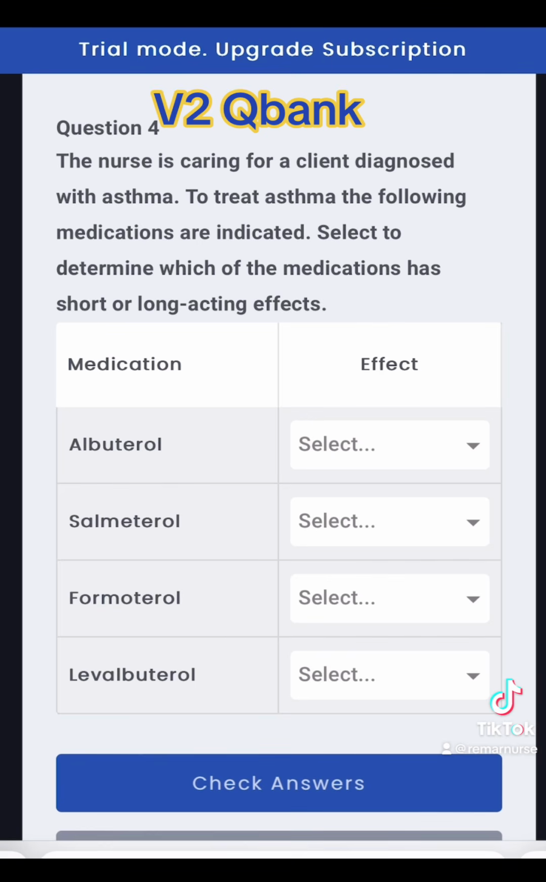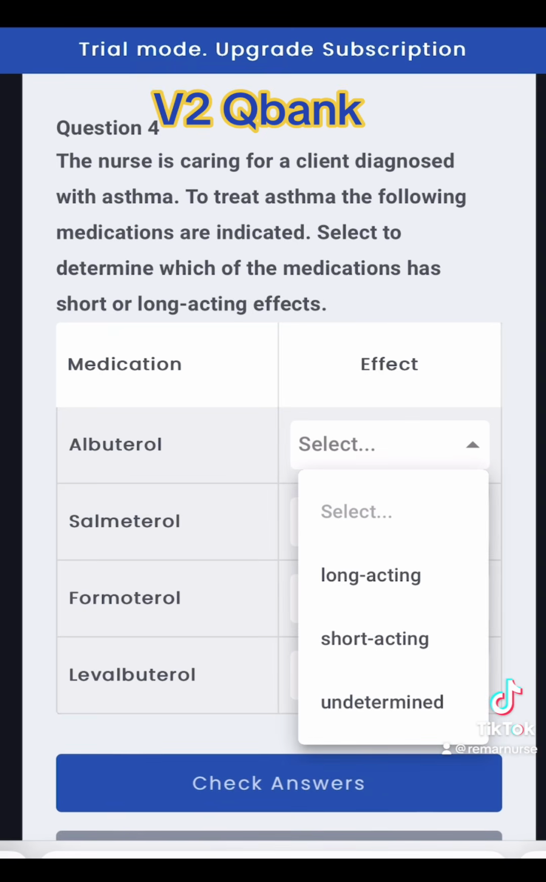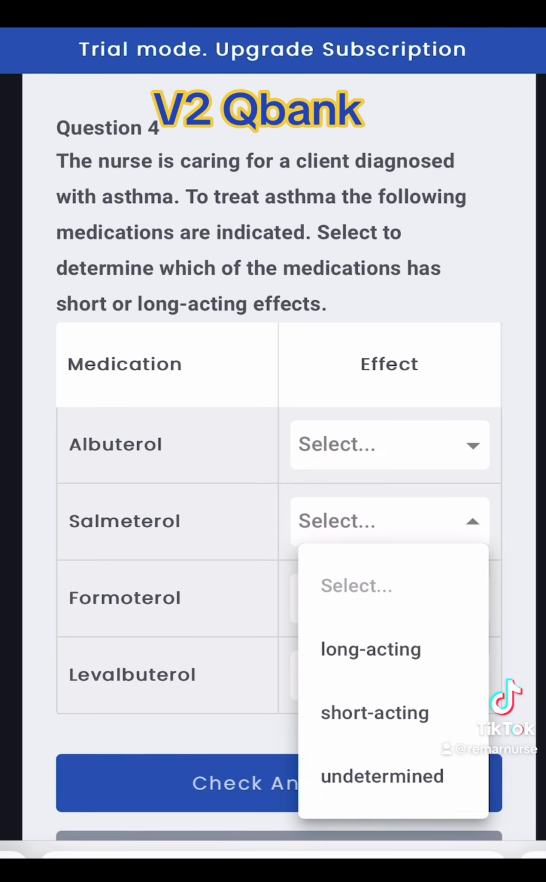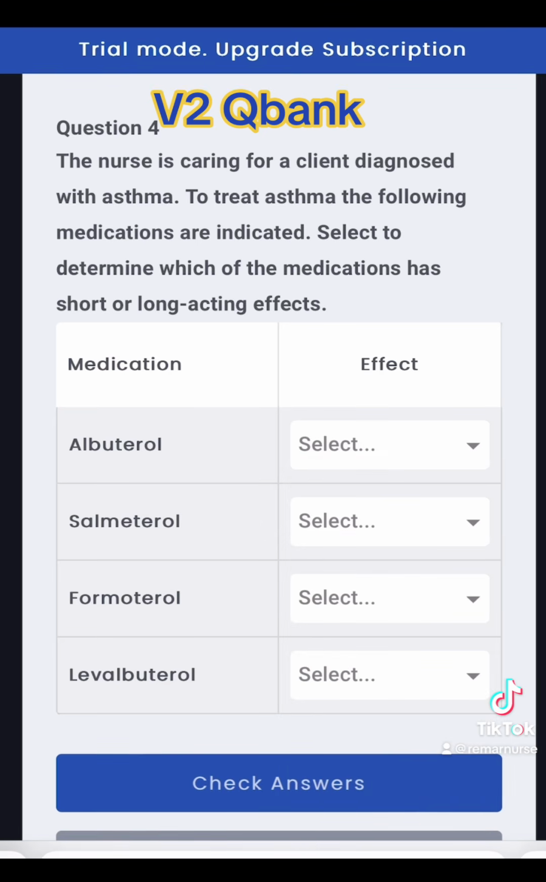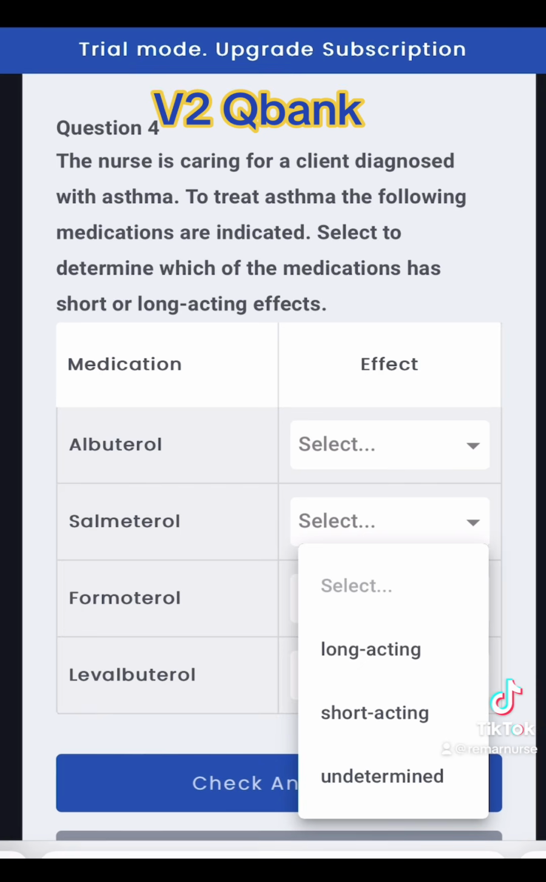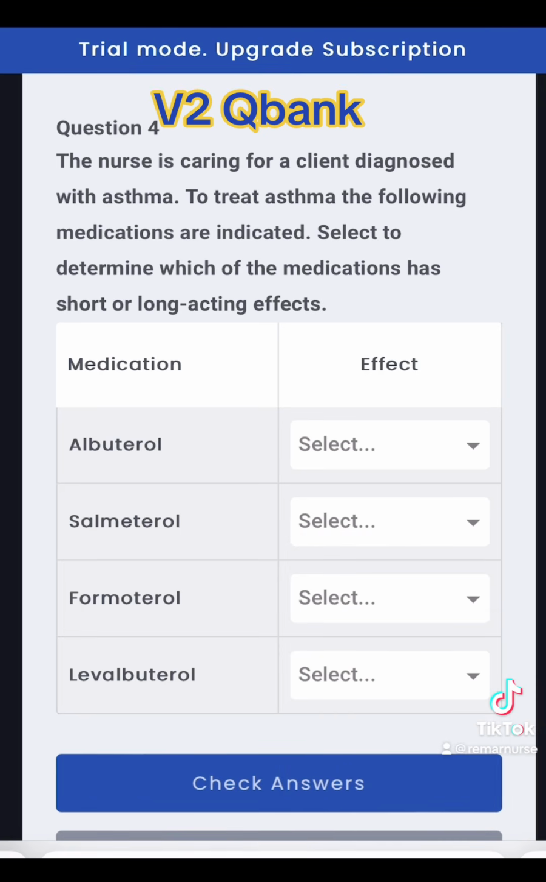The nurse is caring for a client diagnosed with asthma. To treat asthma, the following medications are indicated. Select to determine which of the medications has short or long-acting effects. Short, long, undetermined. Okay, so the undetermined is a distractor because we're only looking for short and long. So don't ever pick undetermined. All right, albuterol. What do you know about albuterol? We have to give that pretty frequently, so I'm going with short here. All right, make sure you choose short for albuterol.